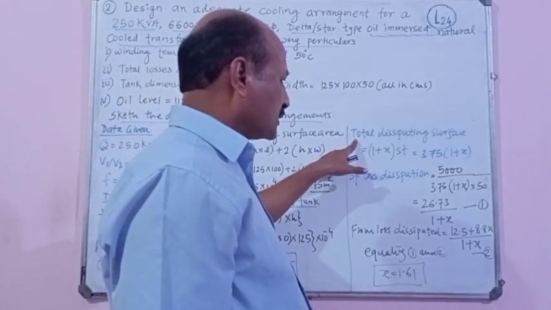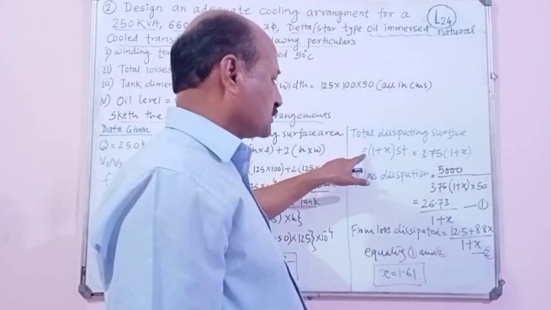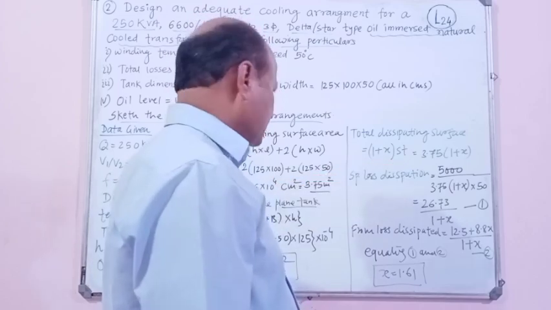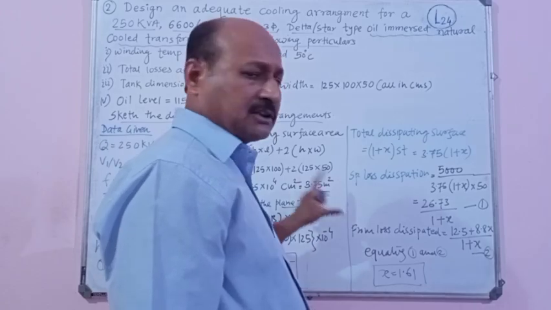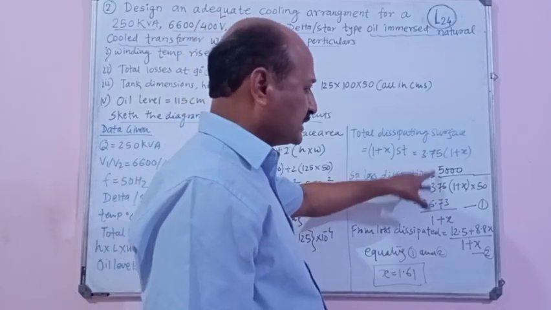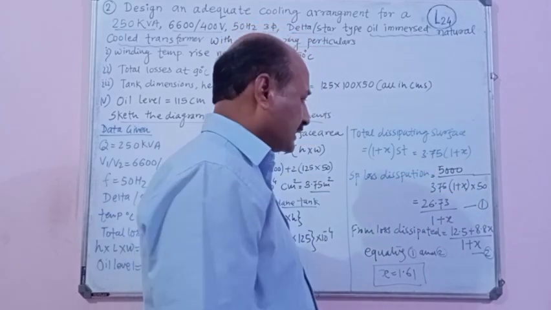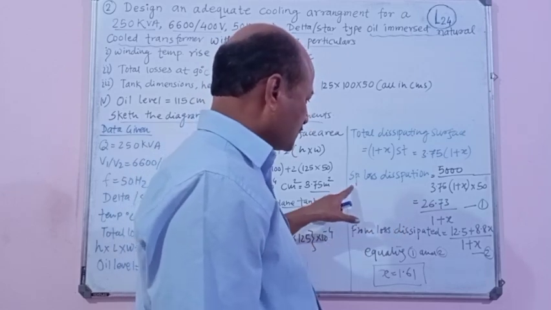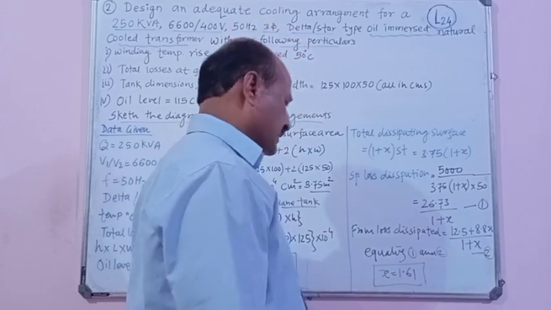Next thing is to calculate the total dissipating surface. So total dissipating surface equals (1 + x) into ST. ST we have, that is 3.75(1 + x). Then you have to write the two equations. One is the specific loss dissipation, that is 5000 divided by 3.75 (1 + x), in degree Celsius. So you will get the first equation: specific loss dissipation equals 26.75 divided by (1 + x).